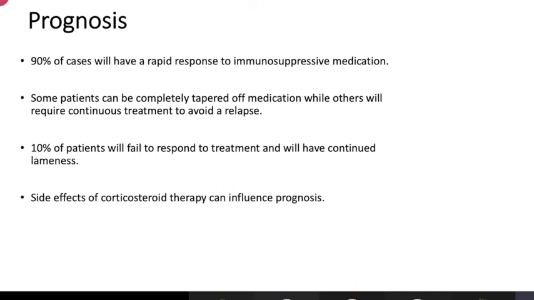And also side effects of corticosteroid therapy can influence long-term prognosis, and sort of in terms of how the owners cope with their progress as well. And sometimes side effects like polydipsia and polyuria can affect how well the owners can cope with them at home.